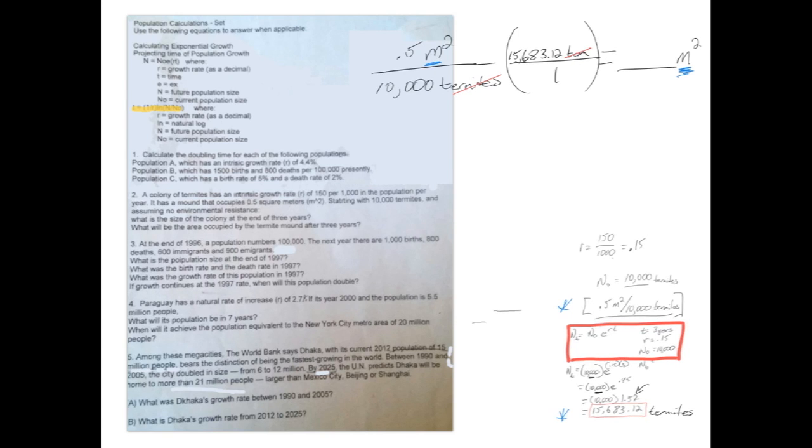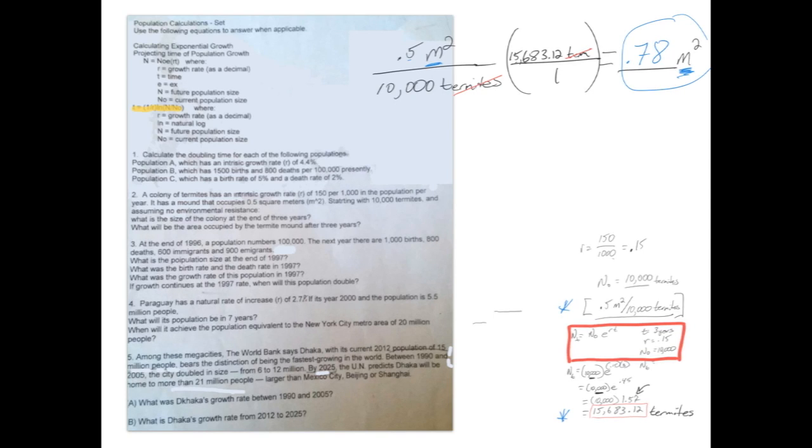So then when I take 0.5 and multiply it by 15,683.12, and yes, I'm using a calculator, I end up with 0.78 meters squared. Now this is my answer, 0.78 meters squared, once I canceled everything out. And it doesn't matter if you multiply 0.5 times 15,000 and divide by 10,000, or you divide 15,000 by 10,000 first. It really doesn't matter. The order of operations works out to be the same.